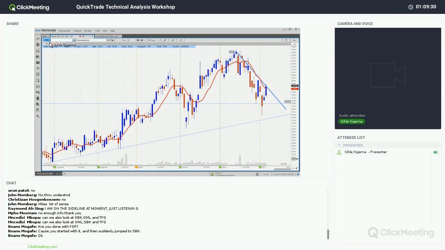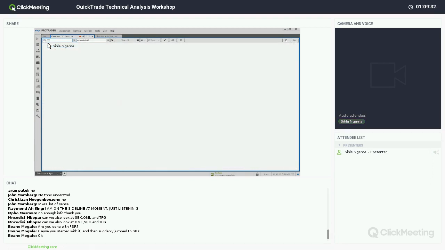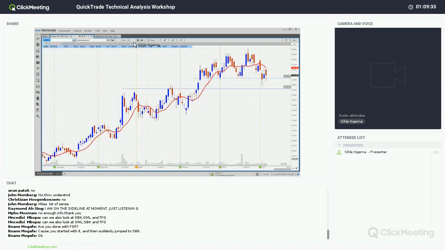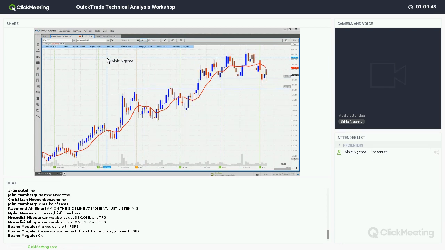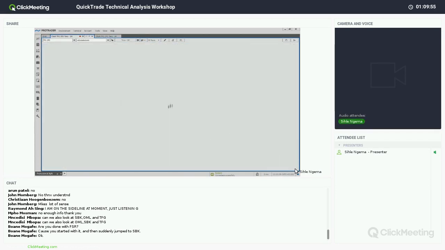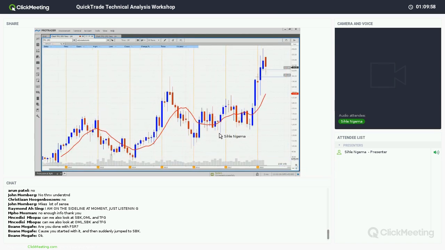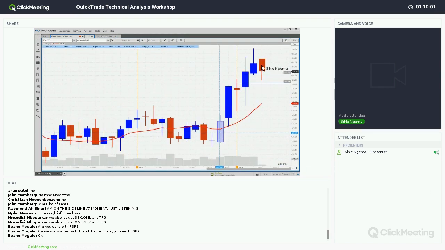TFG. TFG monthly, let's check. Monthly is still on a buy signal. First buy signal we got in November 2017, and the price pushed up. So the guys that followed the signal, they are making money.